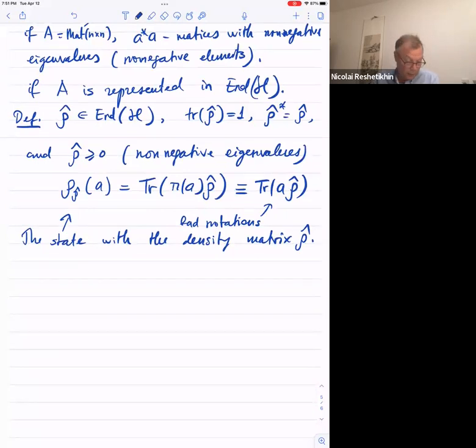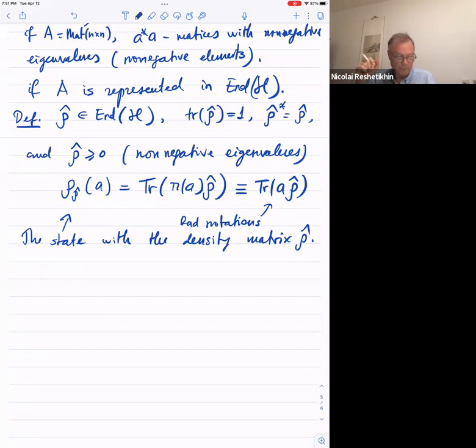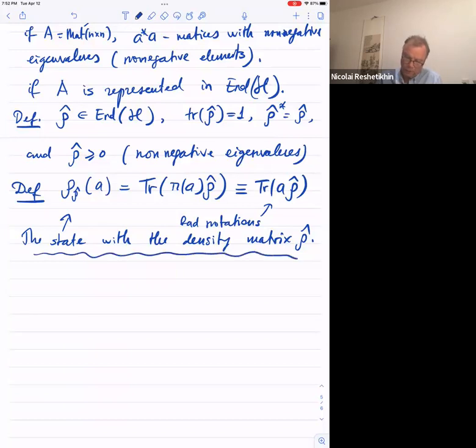And then the Stone-von Neumann theorem says that under appropriate assumptions, every state is a state with the density matrix. So it's a typical situation. Again, it's a definition: it's a state with the density matrix rho.